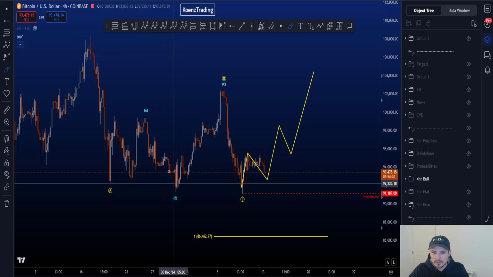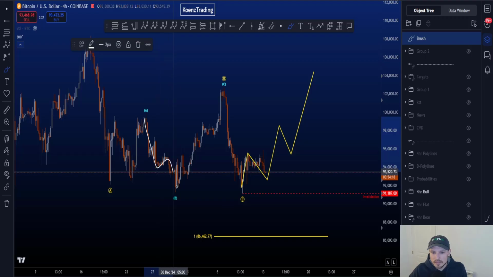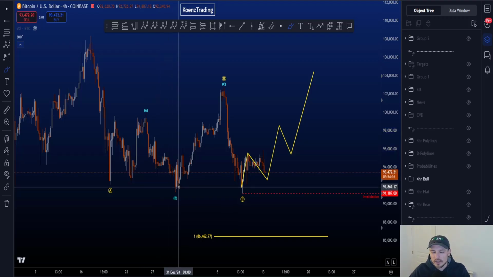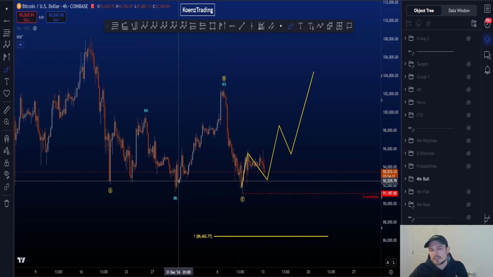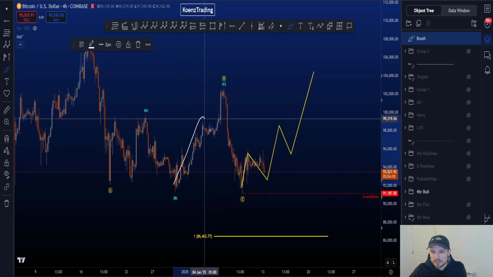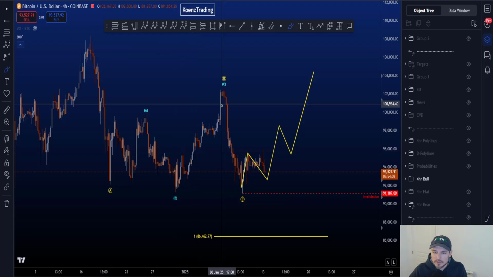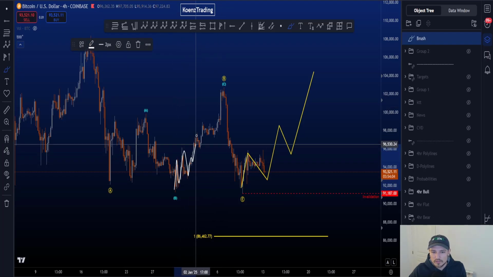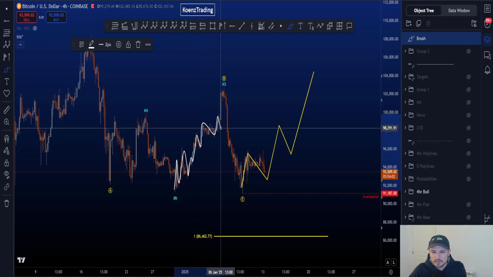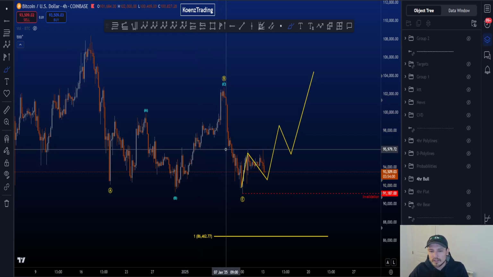WXYXZ, very rare, right? Or somehow get a WXY in here that looks nice with its proportions. And then you have your wave C to the upside, which has to be a five-wave structure. So now it's not a three-wave WXY, a wave C is an impulse. So then you need to count 1, 2, 1, 2, 1, 2, 3, 4, 5, 4, 5, 4, and then a wave 5 towards the upside.